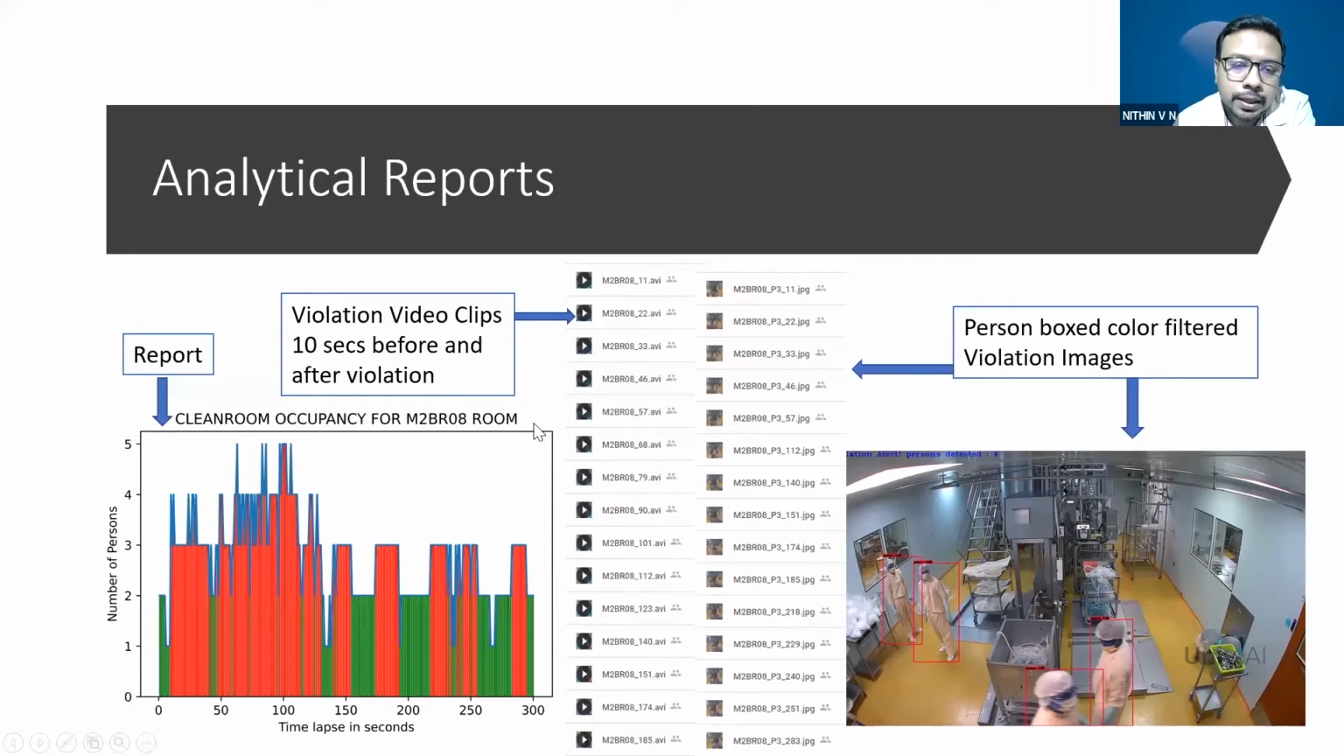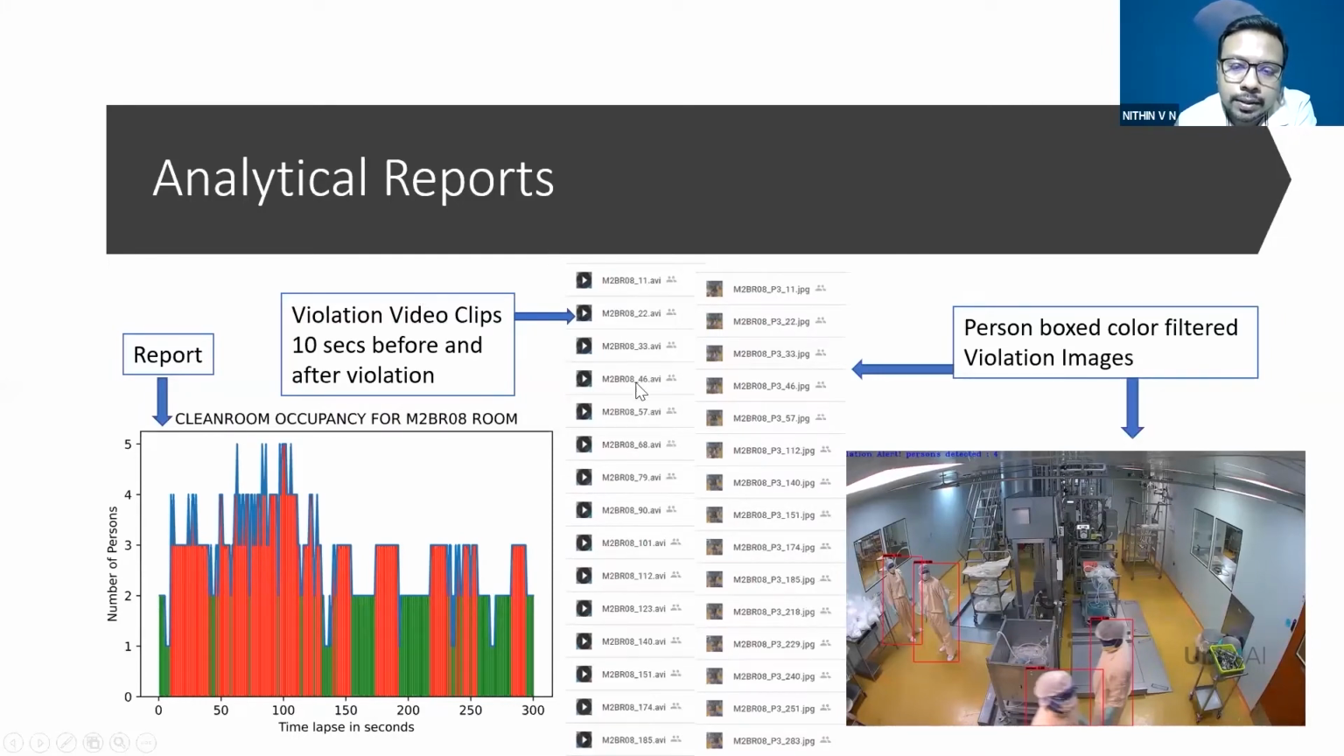violation video clips, which are 10 seconds before the violation and 10 seconds after the violation. So those are also recorded and saved in a folder. We also have violation images, in which we have boxed the persons, and we have shown on the top the number of persons we have detected. For example, here you can see the violation alert and persons detected is 4. This is one of the other outputs which we are storing in the folder of the room.